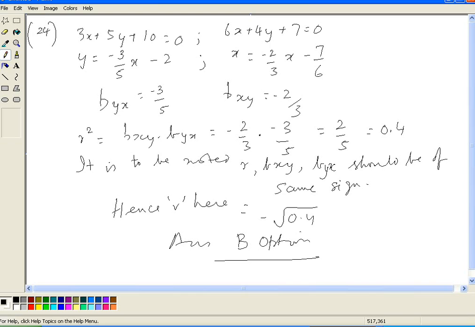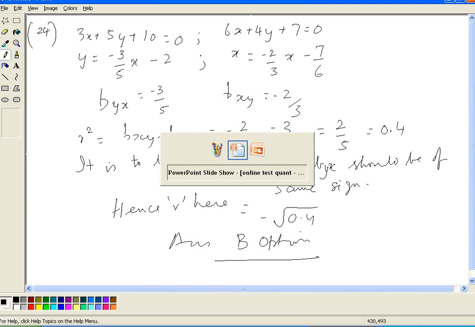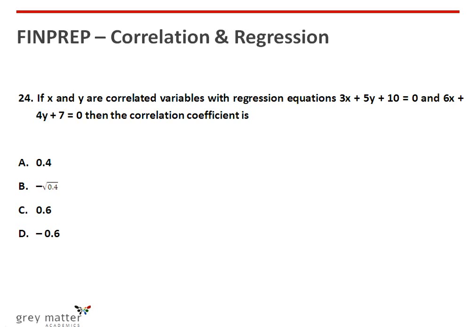It is to be noted r, bxy and byx should be of the same signs. So here byx and bxy are both negative, so r, which is equal to root of 0.4, should be taken with a minus sign. So the r value is minus root of 0.4. So the answer is option B. Going back to our PowerPoint presentation, it is option B, which says minus root of 0.4.